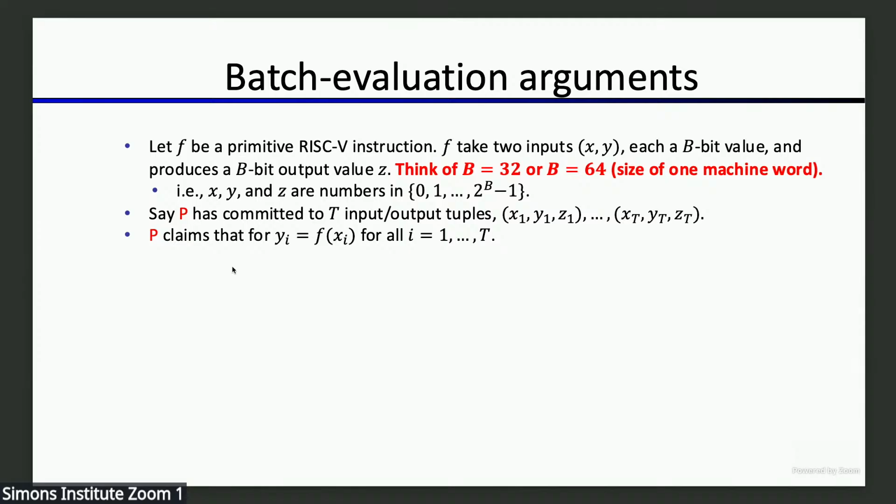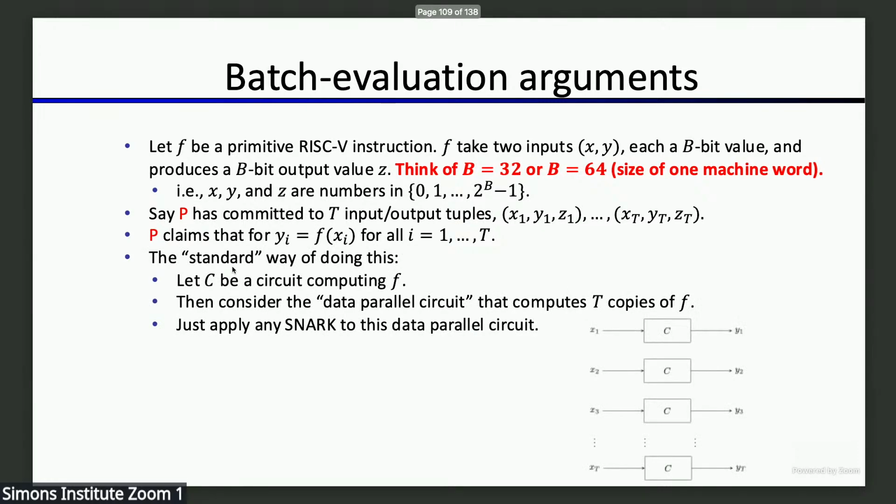So think of the prover as having committed, for each instance of the function, to two inputs and a claimed output. The prover has committed to a vector x of length t, y of length t, and z of length t, and is claiming that for each i from 1 to t, z_i equals f of x_i comma y_i. Okay, so the z's are the claimed outputs.